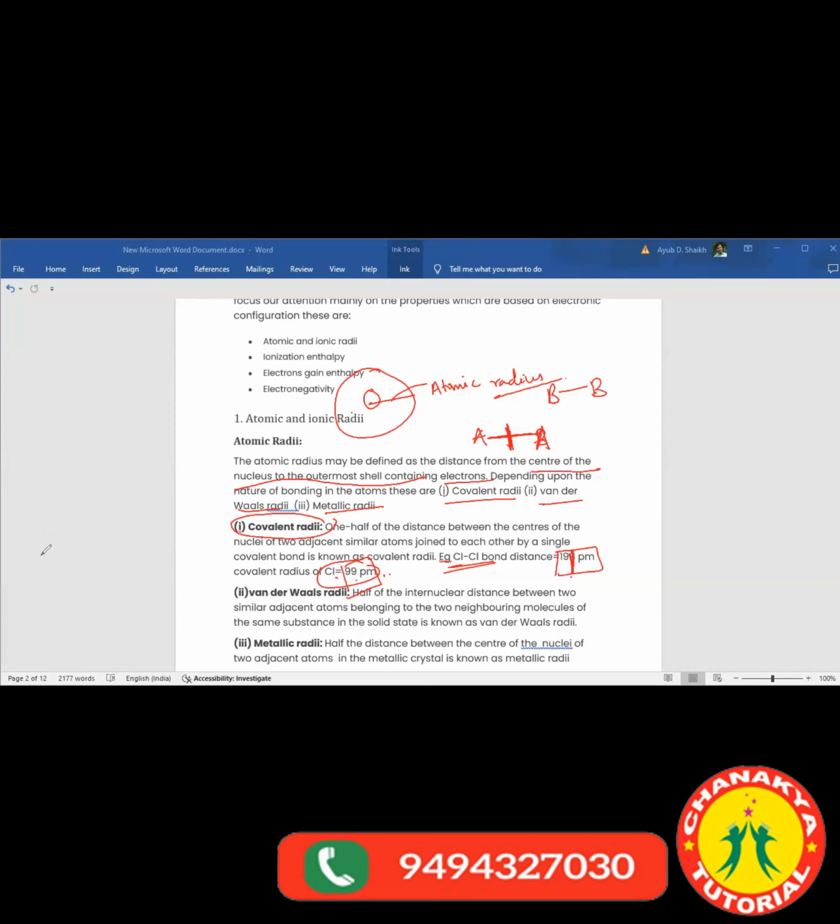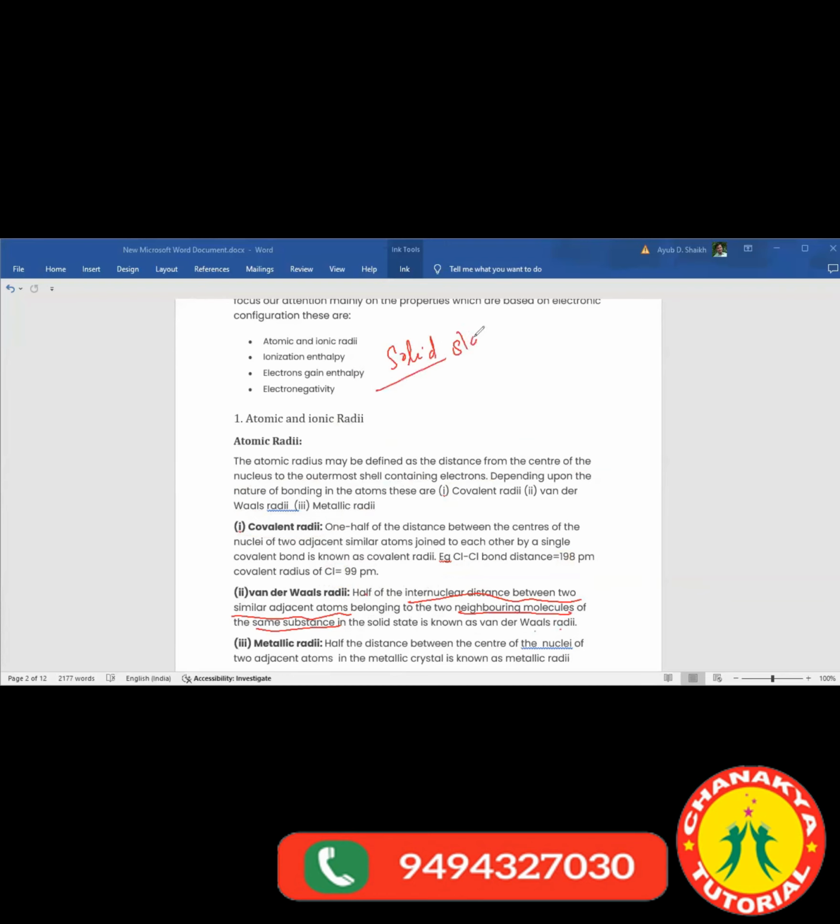Fine. Now we are going to move towards the van der Waals radii. What is this? Half of the internuclear distance between two similar adjacent atoms belonging to neighboring molecules of the same substance in the solid state is known as van der Waals radii. Means the substance should be in which state first? It should be solid state. Second thing is the substance should be the same. And among their molecules, whatever bond there is, that is a van der Waals bond.